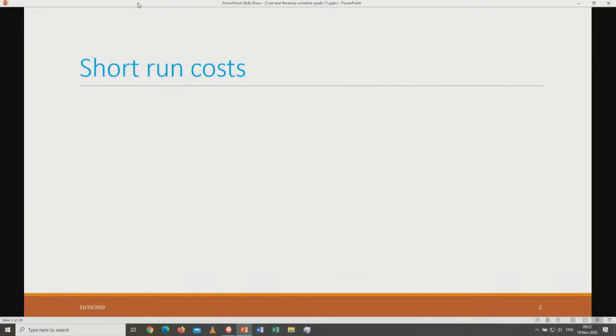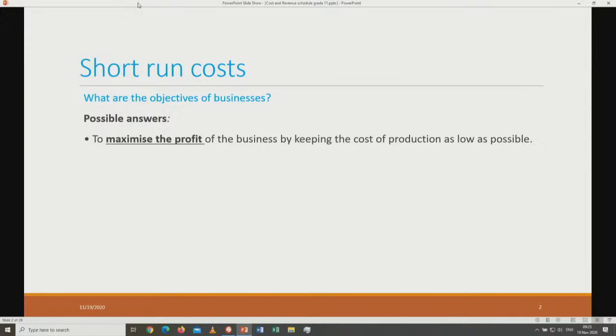Now, let's look at what short-run costs are. But before we explain what short-run costs are, I would like to ask you a question. What are the objectives of a business? Why do businesses exist? Okay, the business exists for the following reason. Reason number one, a business is there in order to maximize profit.